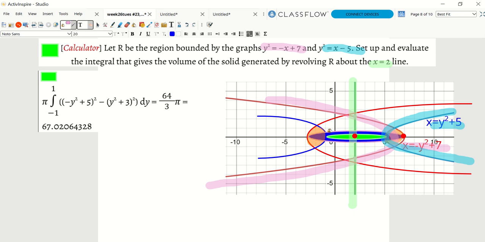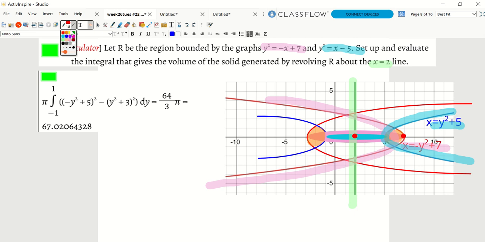Okay, let's go pink on this. Pink disk minus light blue disk. Okay, how about that? Just so my colors are more aligned. Now, the pink is red to red.